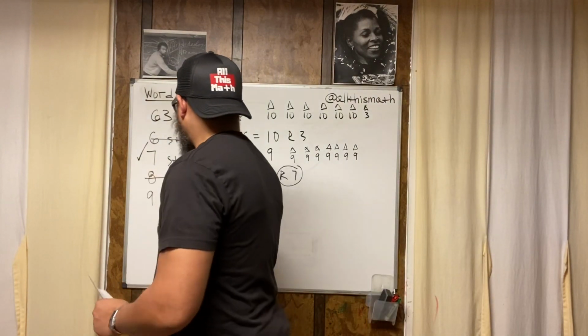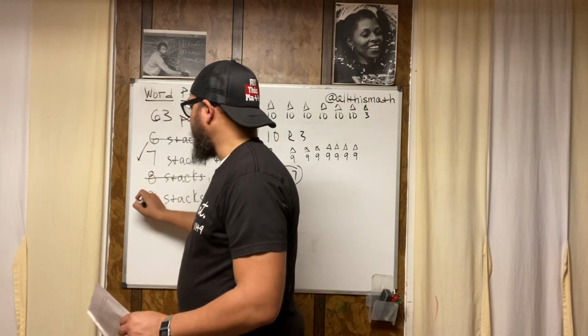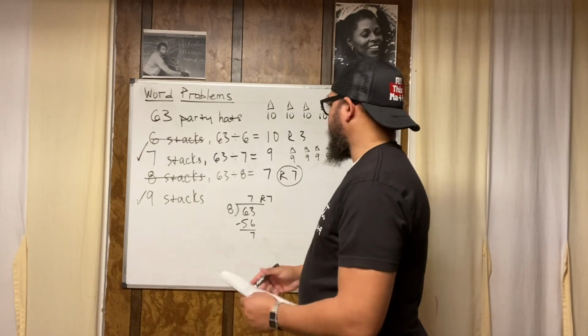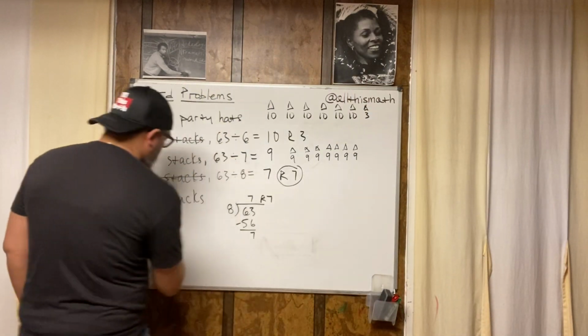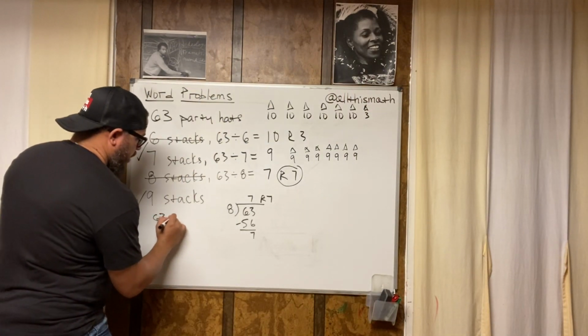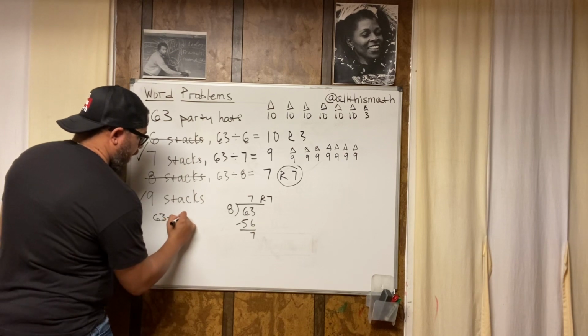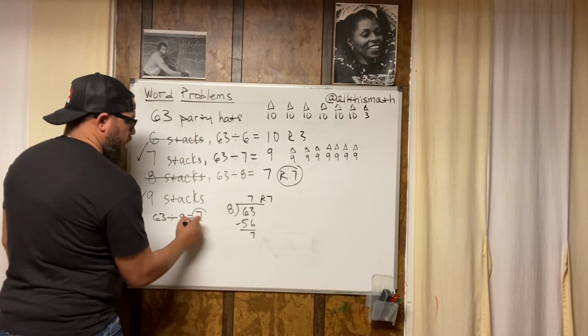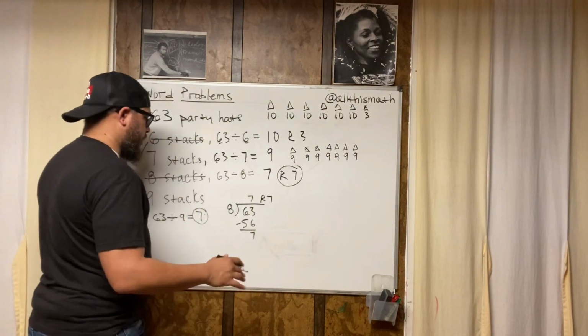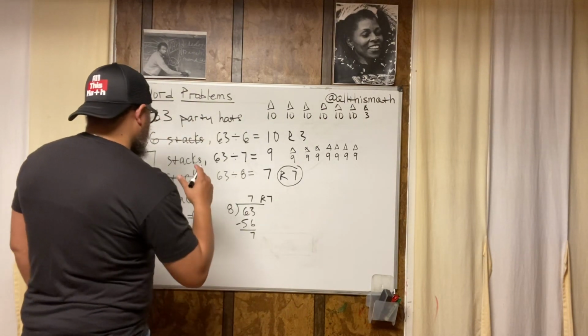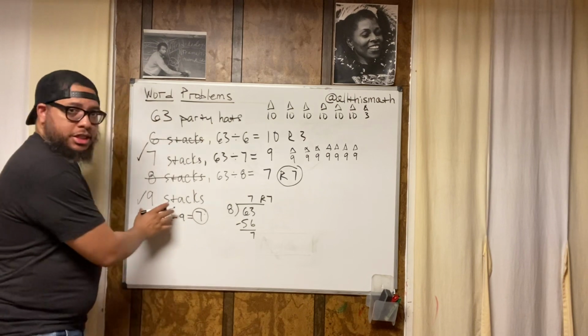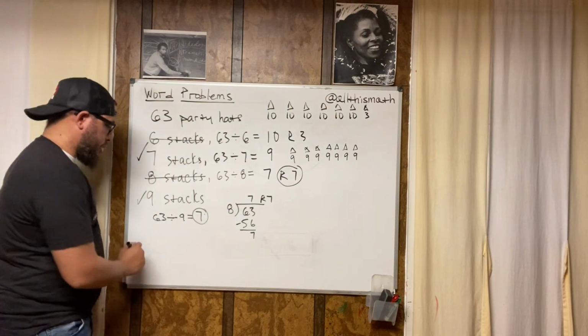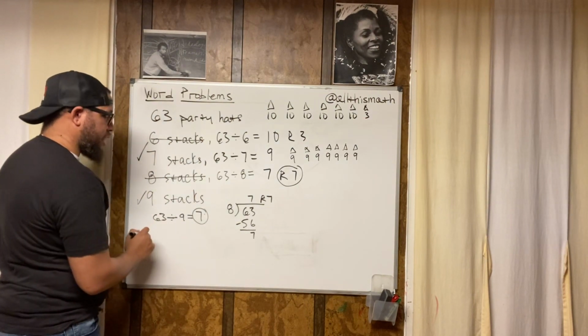We cross this one out. This one is 9. So we already know that this is right. You know why? Because what is 63 divided by 9? It's a whole number, 7. No remainder. So that means in each of these 9 stacks, we're going to have 7 party hats.